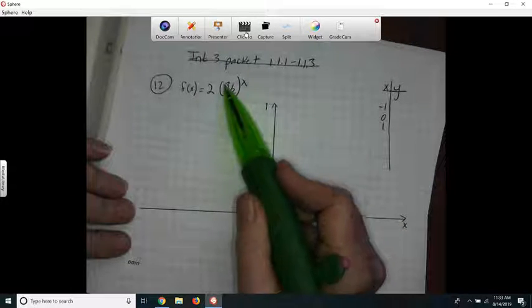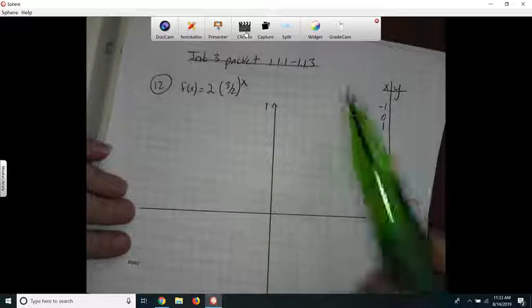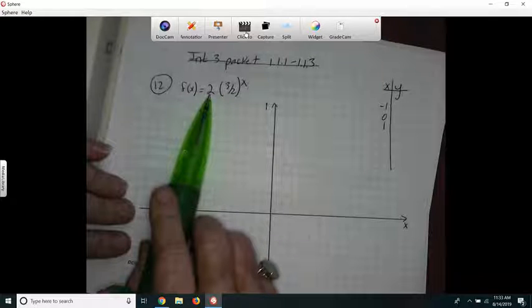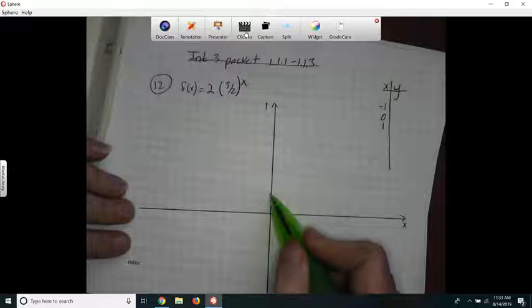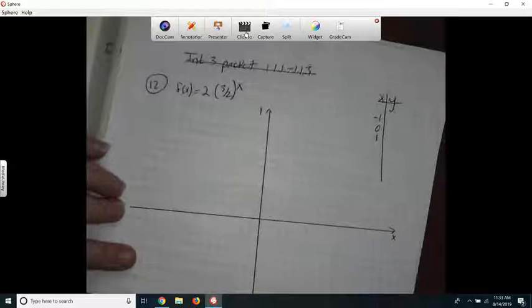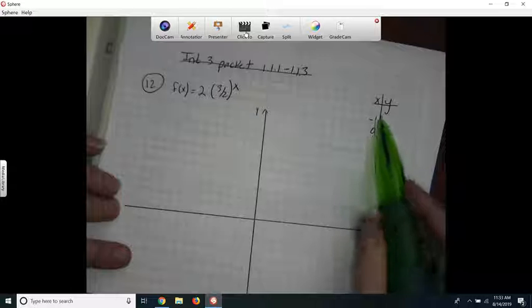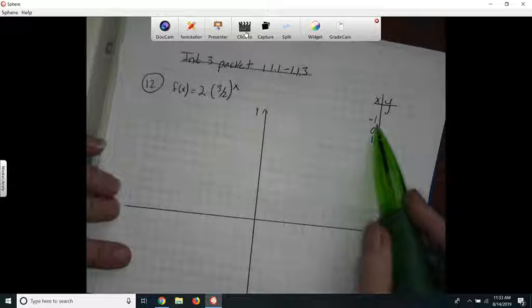This number is bigger than 1, so I think it's going to end up being increasing. I think it's going to start at 2. I'll bet you there's going to be a point right here. But when in doubt, if you don't remember anything about what you learned in your past classes, you can just go ahead and plot some points. So I'm just going to plot some points.